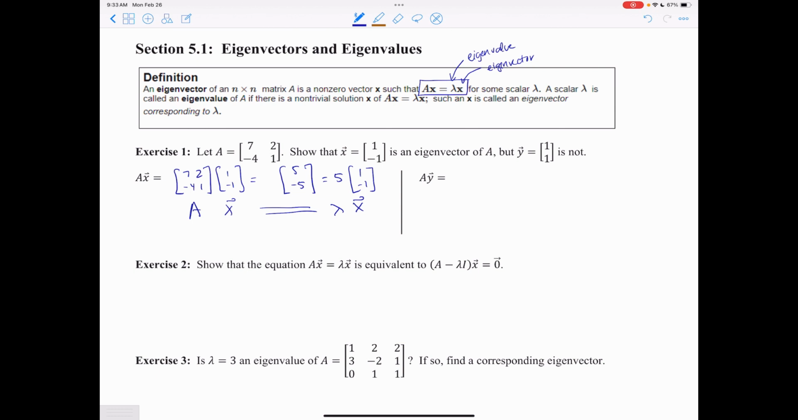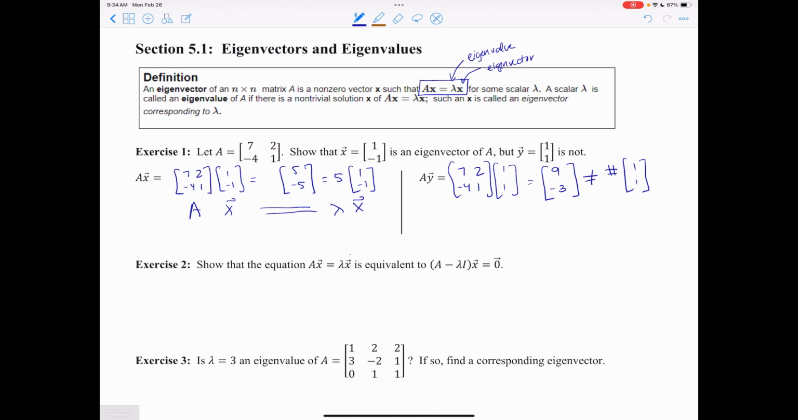I'm going to do the same thing for Ay. When I multiply A times y, I get (9, -3), and that is not equal to some number times (1, 1). So that means that (1, 1) is not an eigenvector for that matrix A.